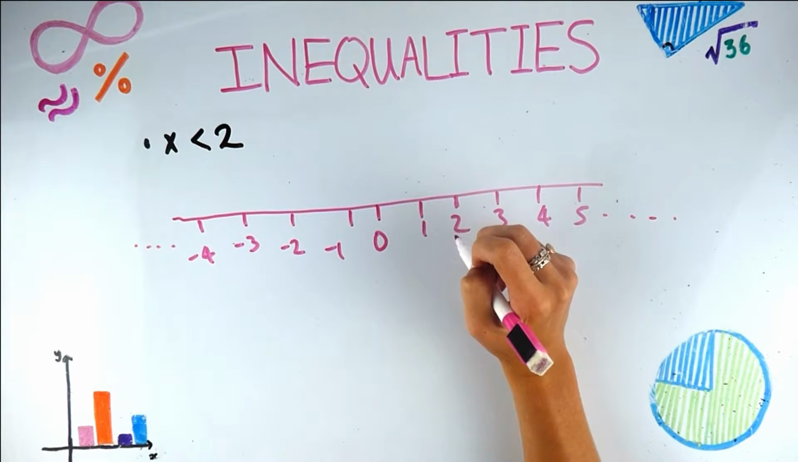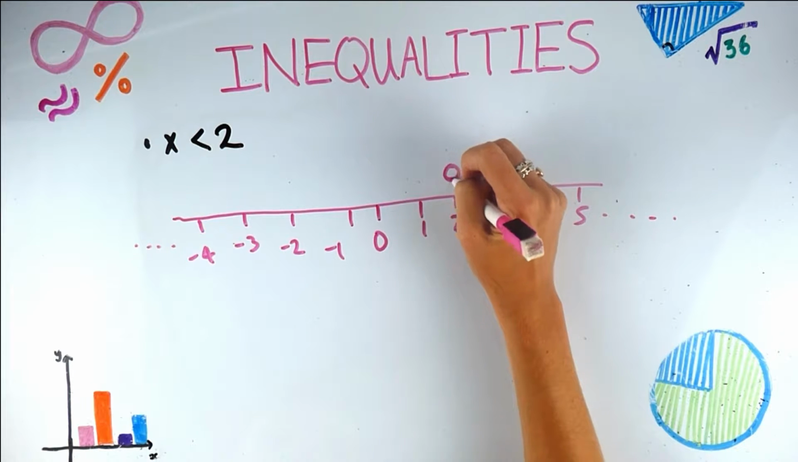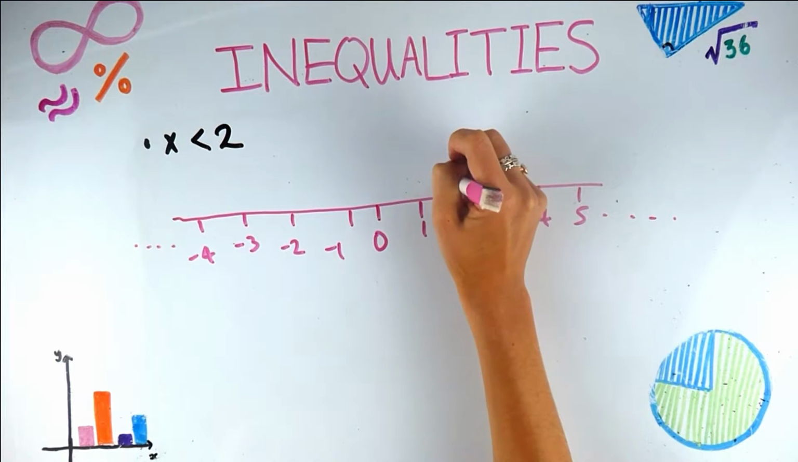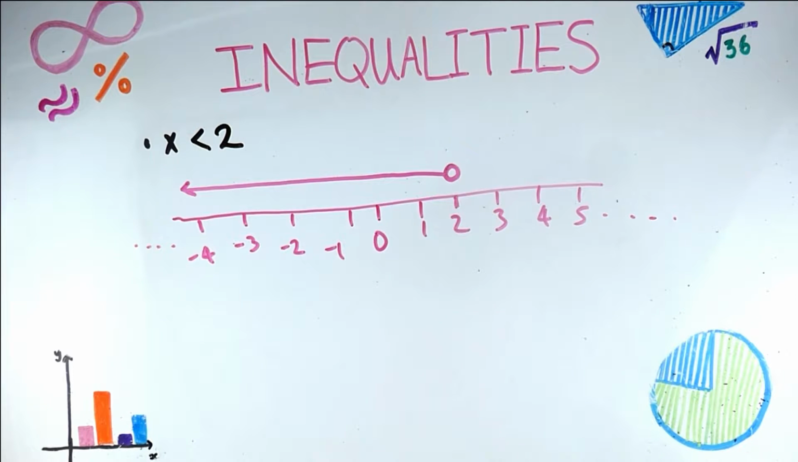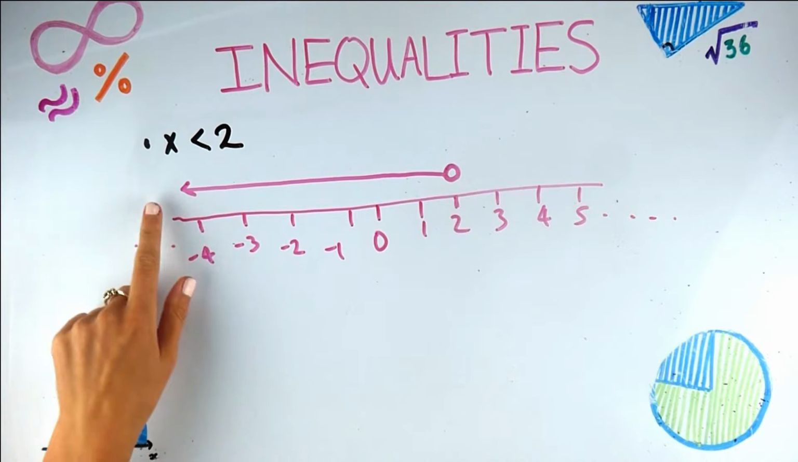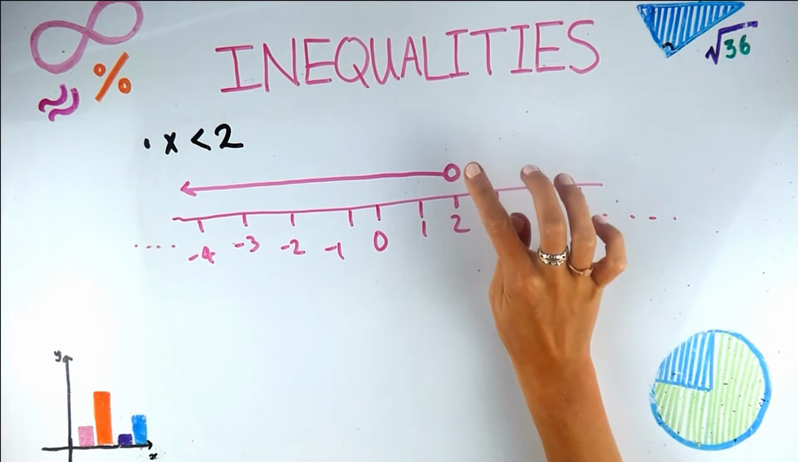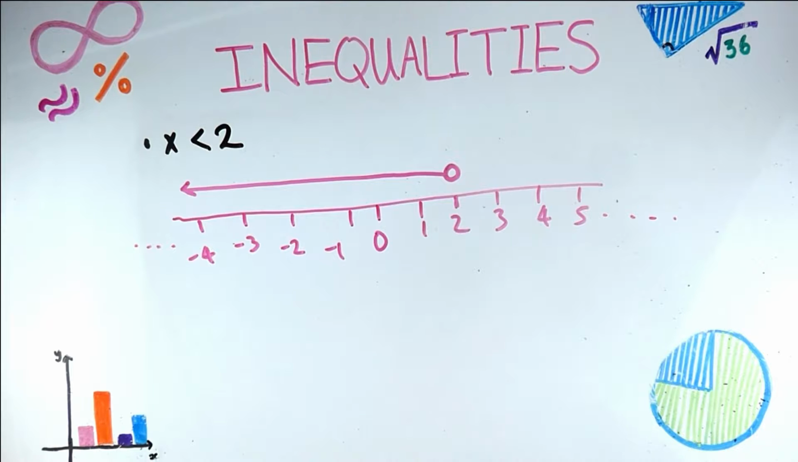To show that it's less than and not equal to, you draw a circle, but you don't fill it in. That means you can't actually take the value 2, but because it's less than, we want to go this way, and you draw an arrow. That's representing all the values x could take where x is less than 2. An important thing to note is the circle is empty if x is less than 2.